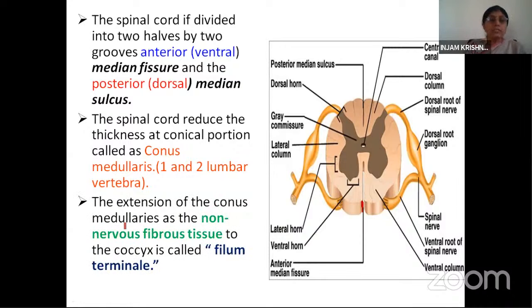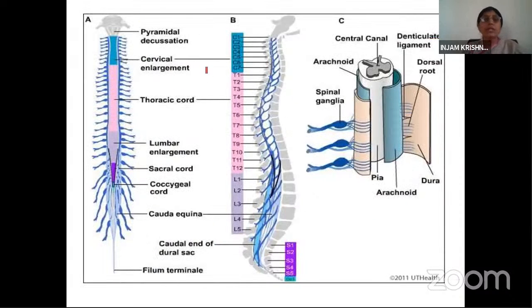The extension of the conus medullaris as non-nervous fibrous tissue to the coccyx is called the filum terminale. I will show them in another image. You can find all those words here. It is the cervical enlargement. Have you observed? It is the cervical enlargement, and here the lumbar enlargement. And then here you can see the central canal.